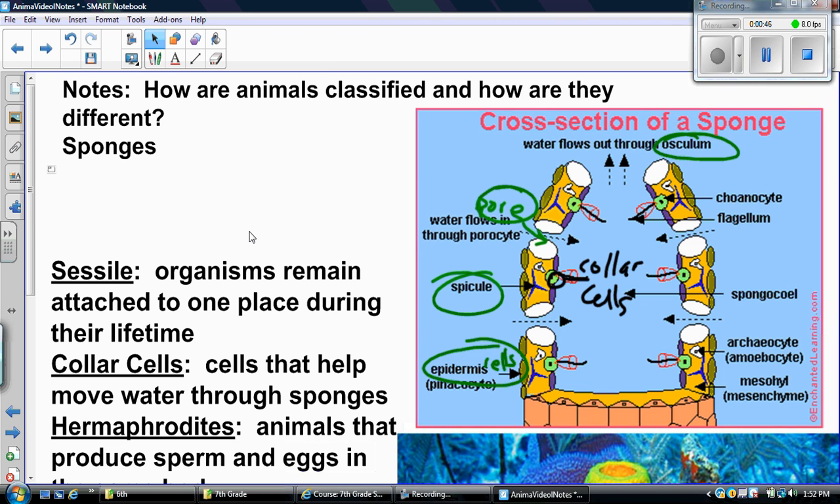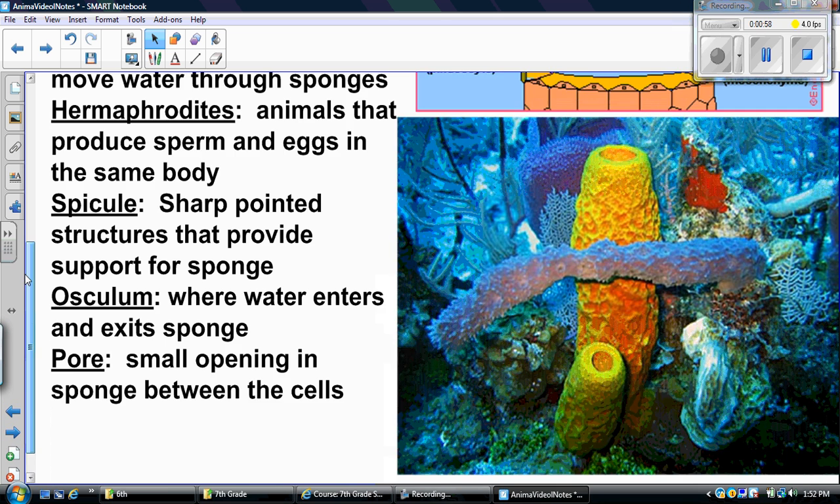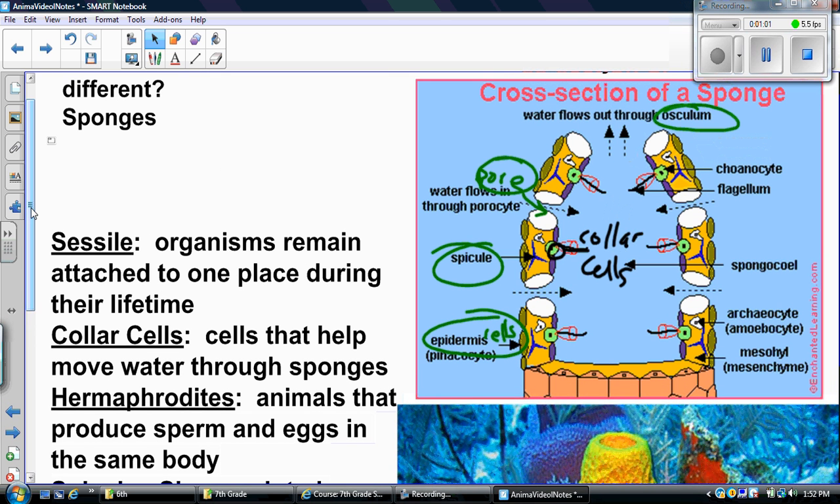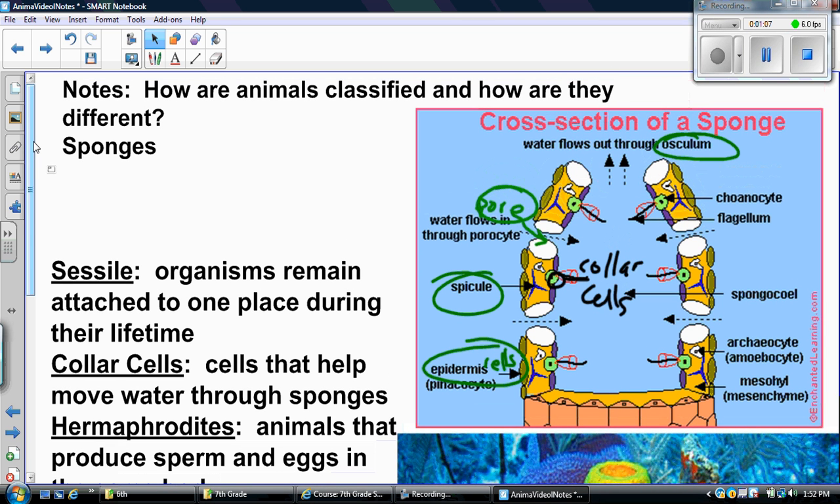So we're going to look at sponges. Sponges are also called porifera. Okay, so just to show you the picture, these are sponges. We find them in the ocean, and they have certain characteristics. They are what we call a sessile organism. They remain attached to one place during their lifetime, so they don't move.